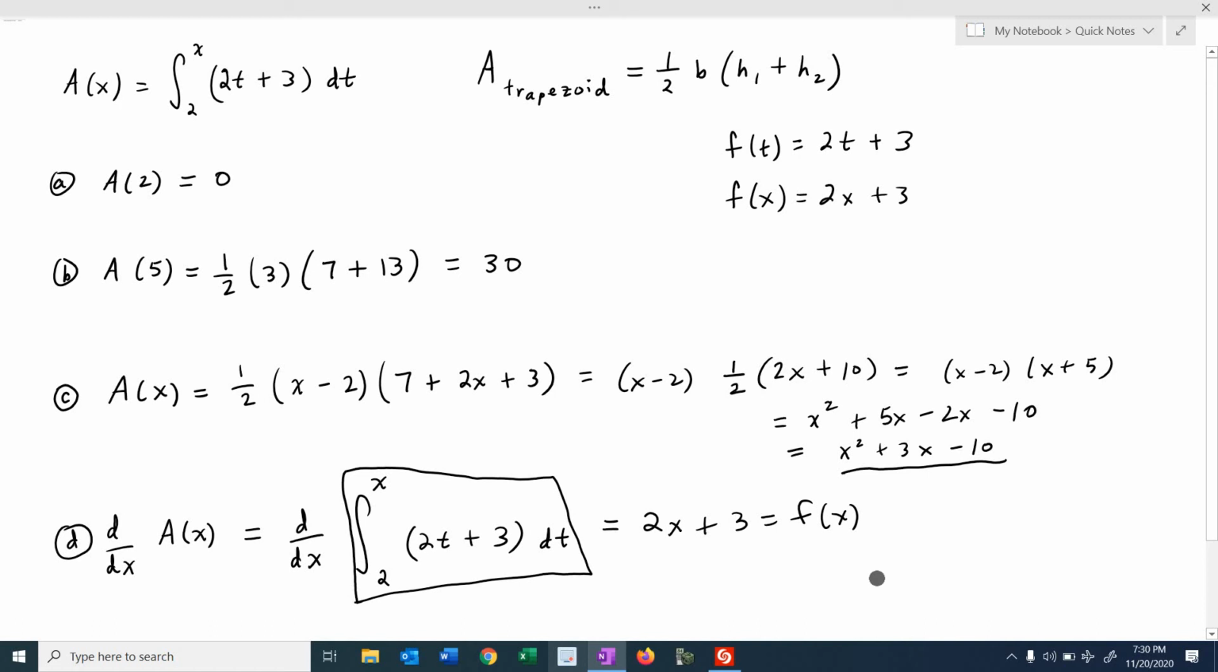So how does it compare to the original function? It's not the same as the original function, but if you evaluate the original function at this upper limit, which we're calling x, then you do get the same thing. You get 2x plus 3. Okay, so this gives us a very interesting result.